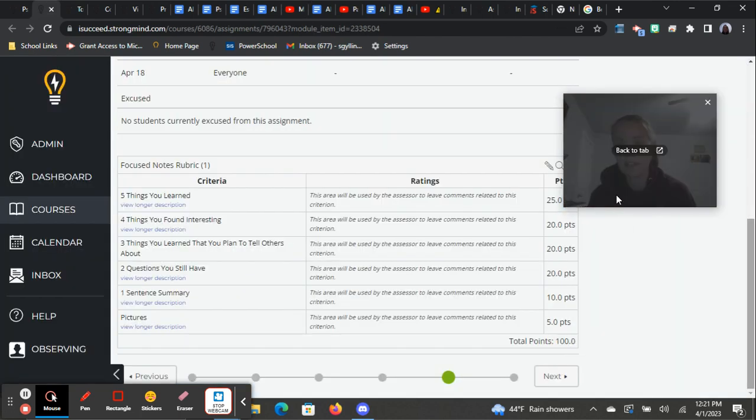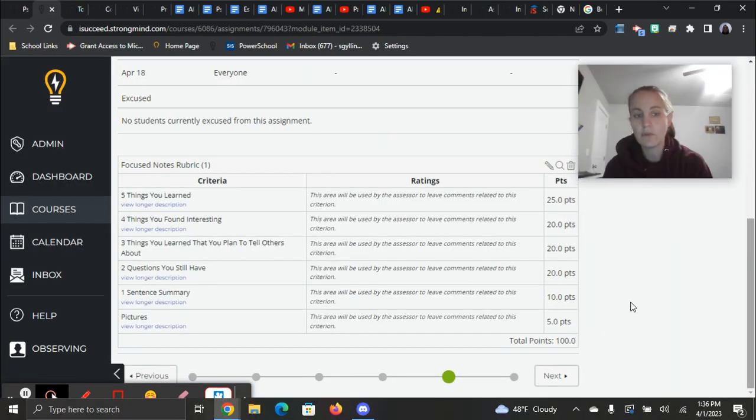Here's how you'll be graded, just like your other one. You get 25 points for putting down the 5 things that you learned. That's a super important step, so don't skip that part. 20 points for the 4 things you found interesting. 20 points for the 3 things you learned that you plan to tell others about. 20 points for the 2 questions you still have. 10 points for your 1-sentence summary. And then you get 5 points for putting those pictures there, because that part's fun too.